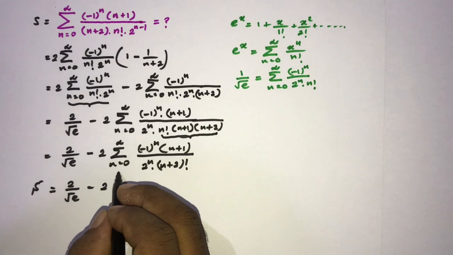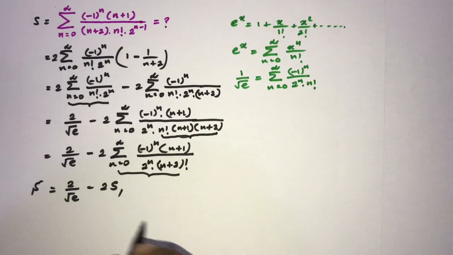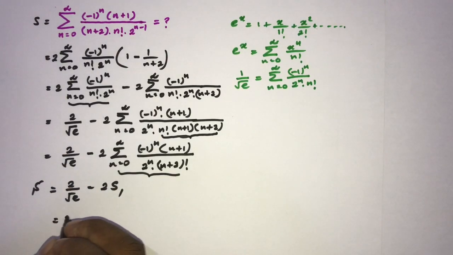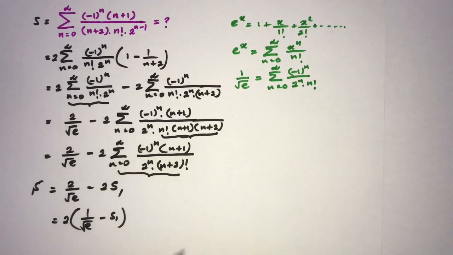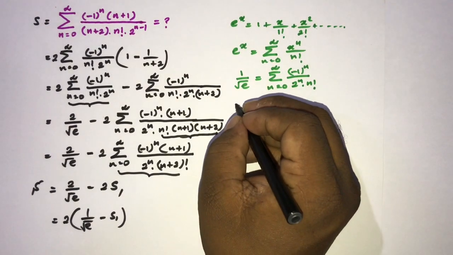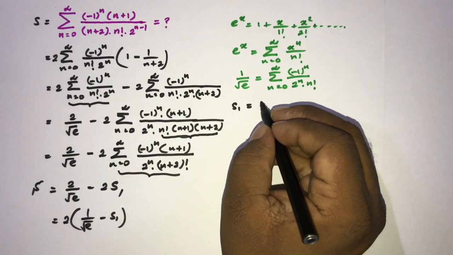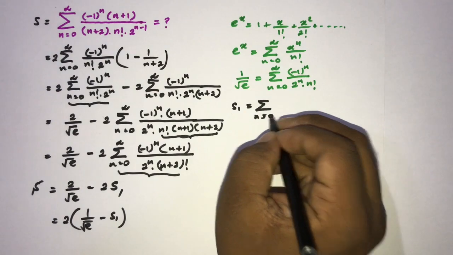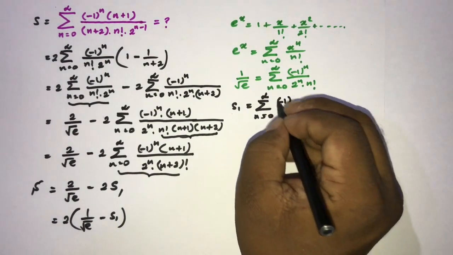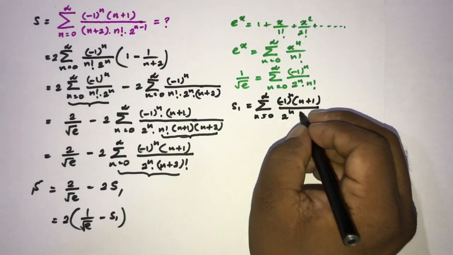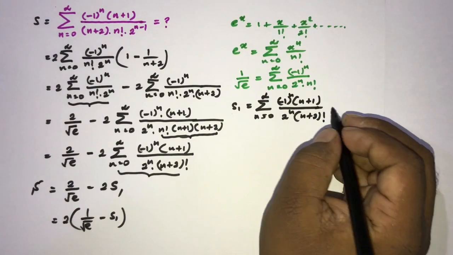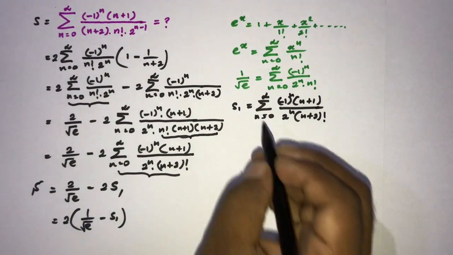Okay, then now we have S is equal to 2 over the square root of e minus 2 times, now I am going to call the series S1. Okay, here 2 is a common factor, so 2 times 1 over the square root of e minus S1. Now we should evaluate S1. So we know S1 is equal to the sum from 0 to infinity of minus 1 to the n power, n plus 1 over 2 raised to the n times n plus 2 factorial.